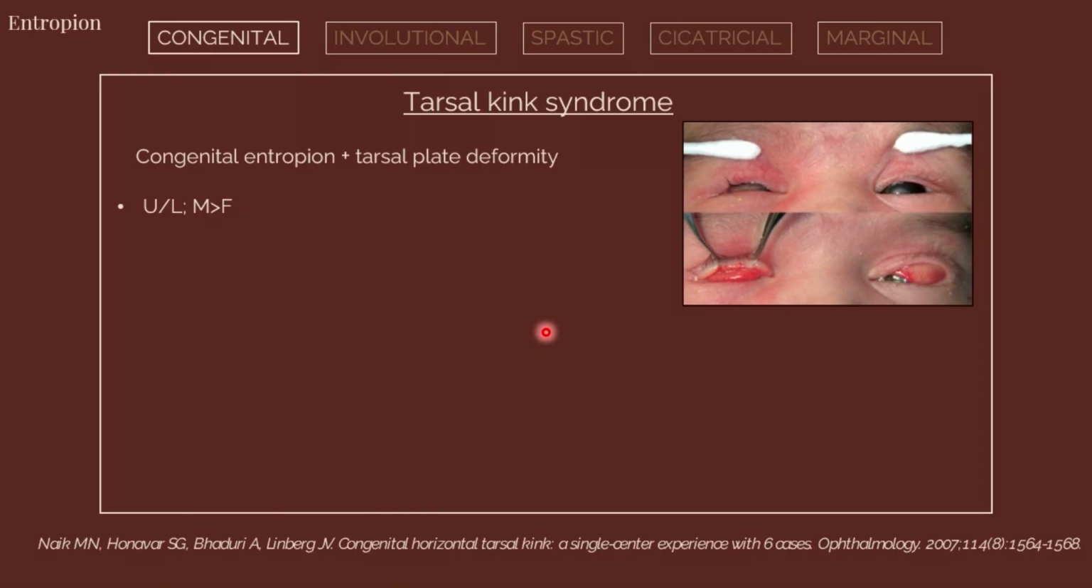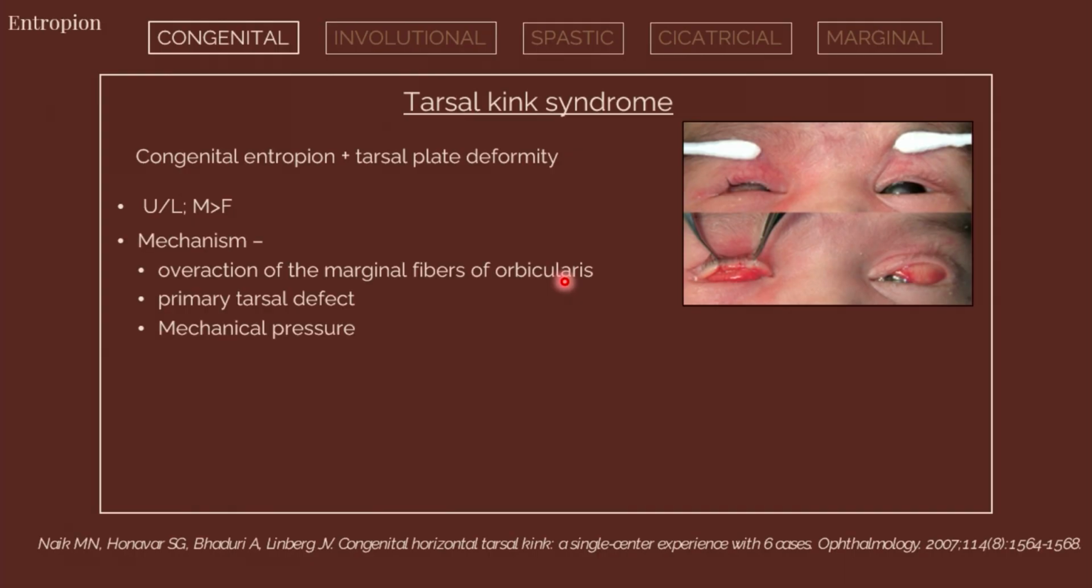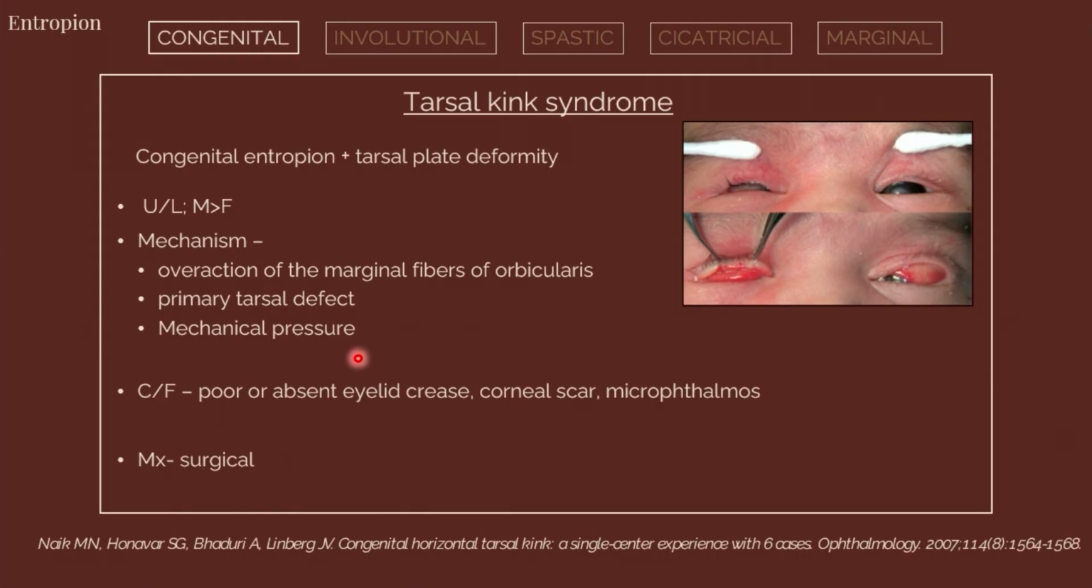Then coming to tarsal kink syndrome, it is a special type of congenital entropion where you also have a tarsal plate deformity. So it is only seen in the upper lid. It is unilateral and more common in males than females. The mechanism is either overaction of the orbicularis fibers, or a primary tarsal defect, or it can also be caused by mechanical pressure in utero. The clinical features would be a poor or absent eyelid crease, corneal scar, and microphthalmos. The management is mainly surgical, ranging from simple everting sutures to anterior lamellar reconstruction.